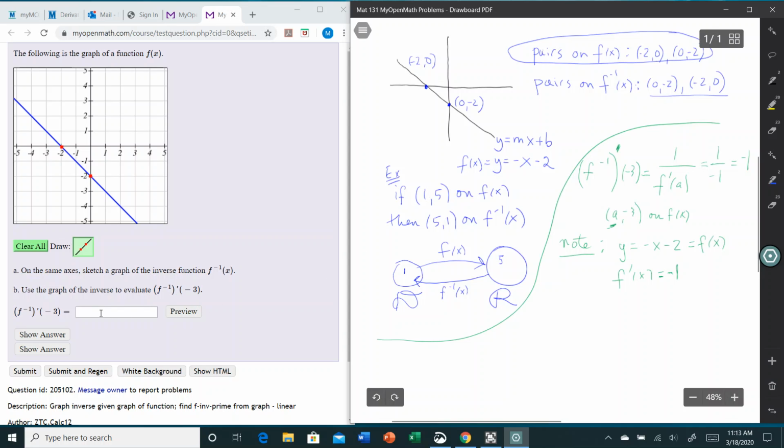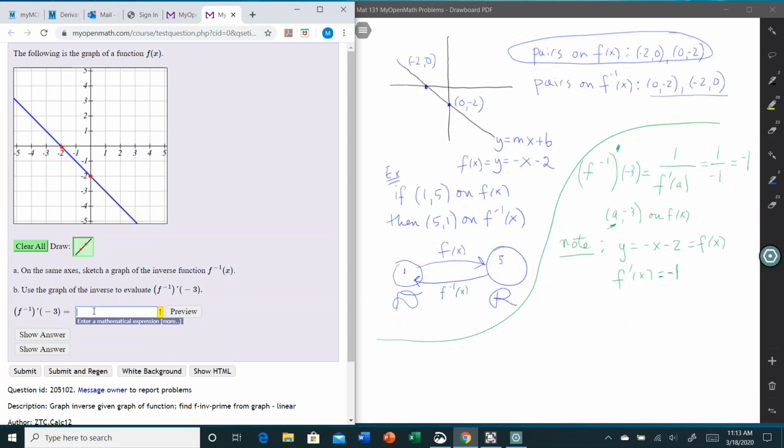So we would put that in here. But I have no keyboard, so I can't actually do it. But anyway, that's the result that you would have here.